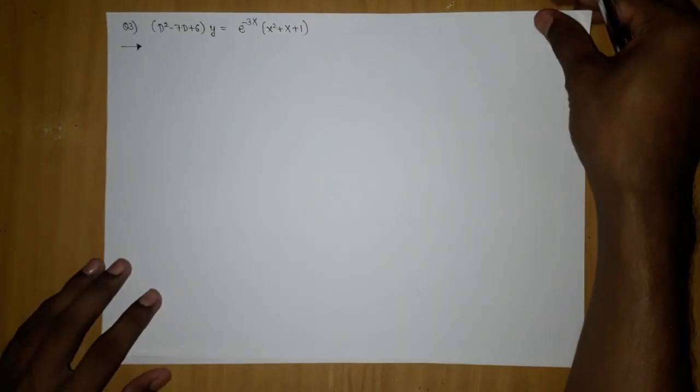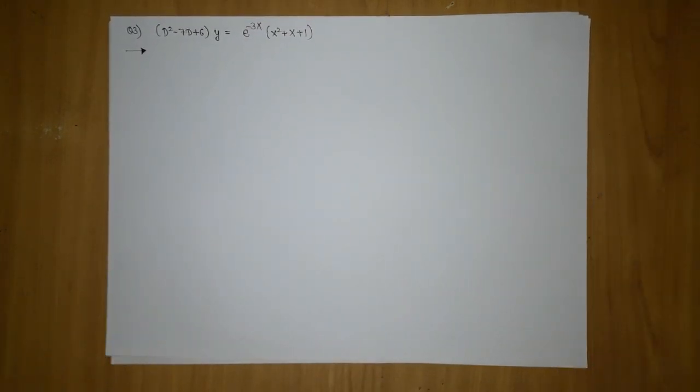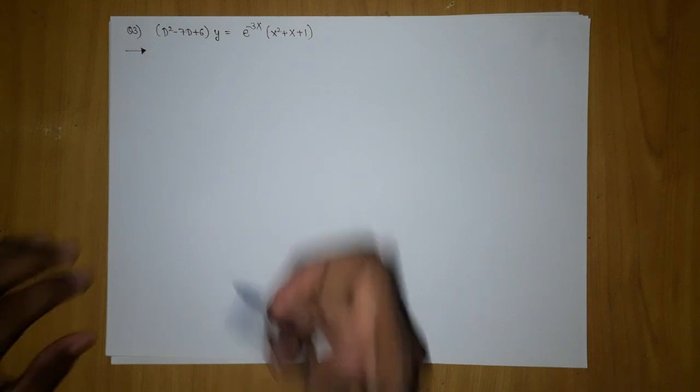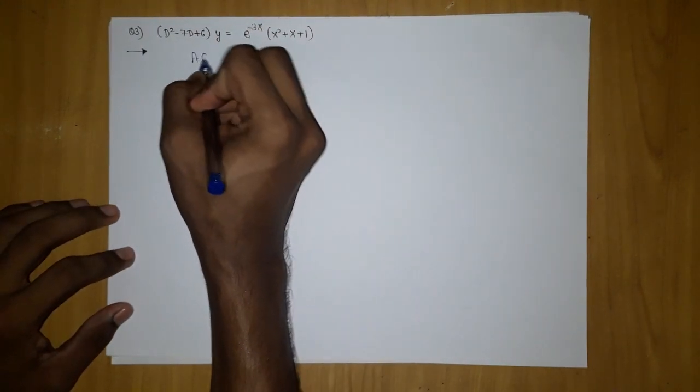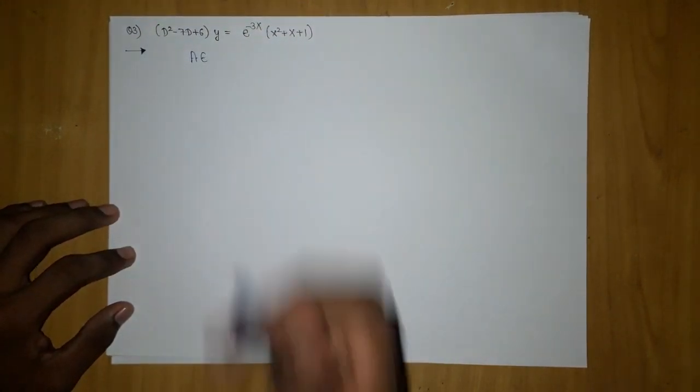The next question which we are going to take is the third question, which is similar, only they have changed it a little bit. So the question is this: (D square minus 7D plus 6) y equals e to the power minus 3x into (x square plus x plus 1). Now we are going to solve whatever is required only.